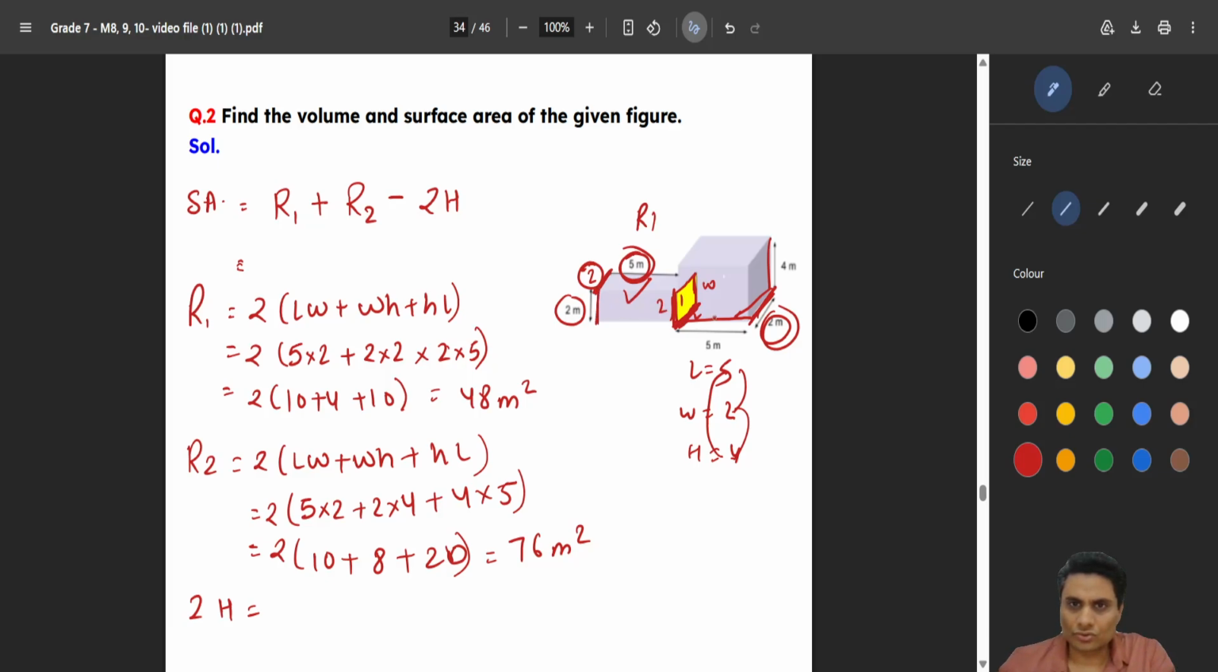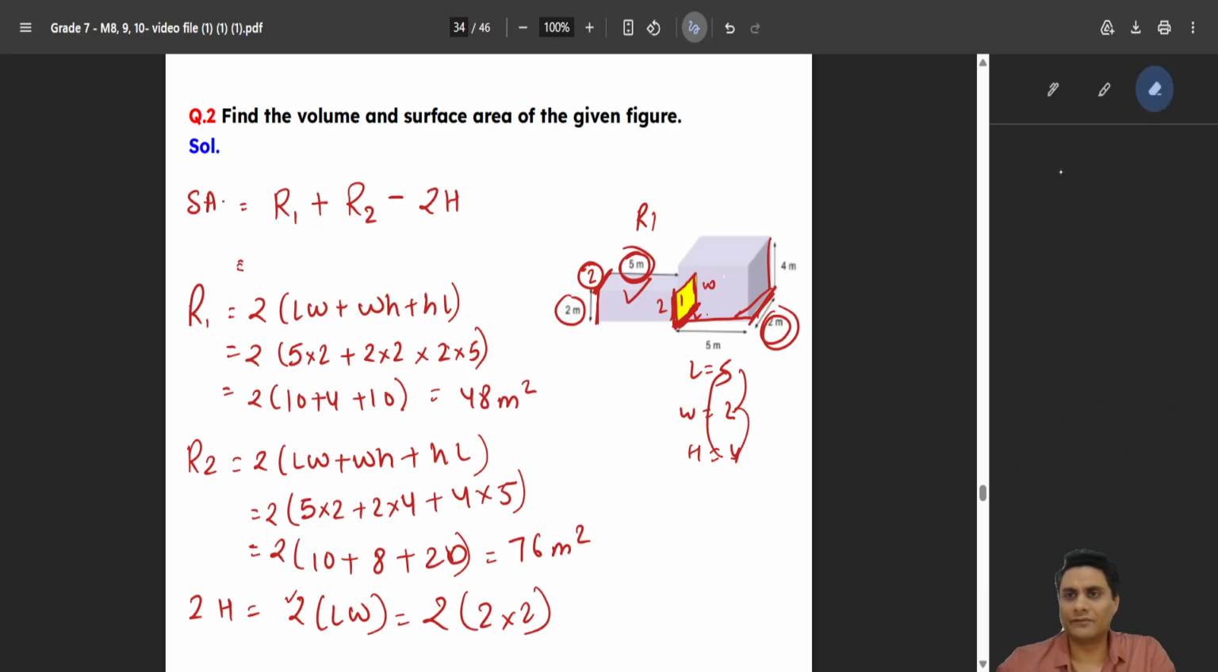So this is also 2. So length and width here is 2 and 2. So the area will become 2 times length and width. Why did I do 2 times? Because we have to subtract it 2 times, right? So 2 times. What is the length? 2. What is the width? 2. How did I get the length and width 2, 2?